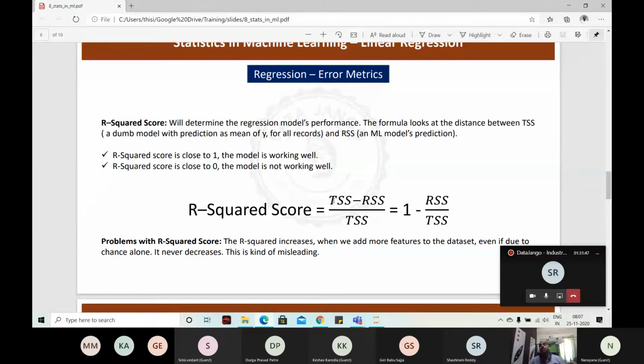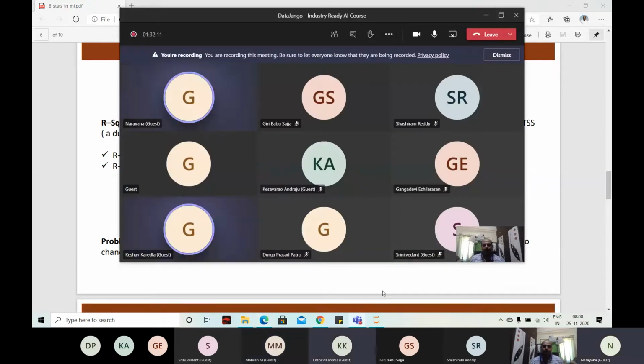So I have a question. Is there a possibility that R square score comes negative? Anybody agrees, disagrees? It may come negative.